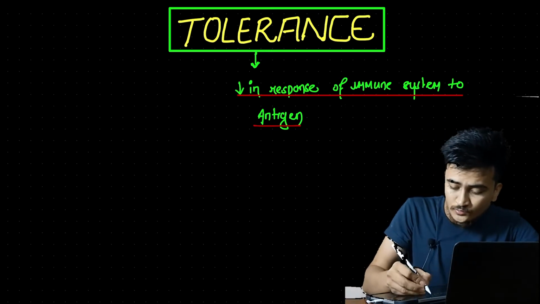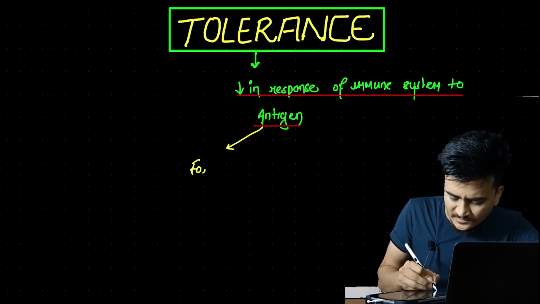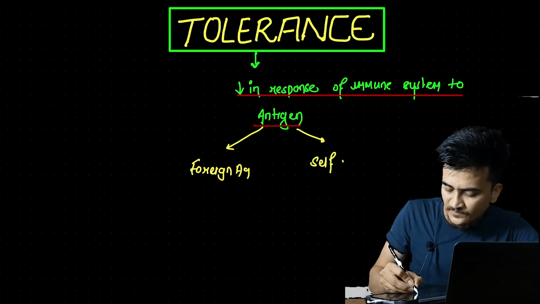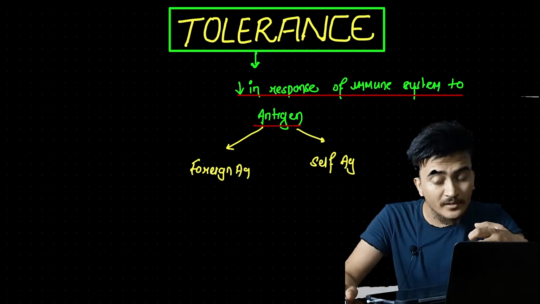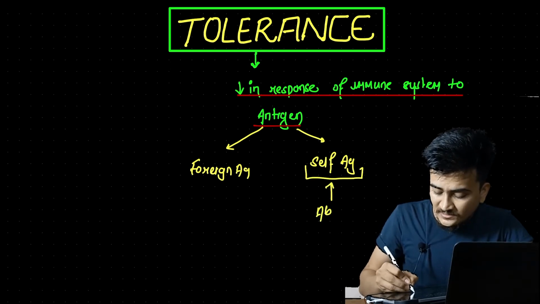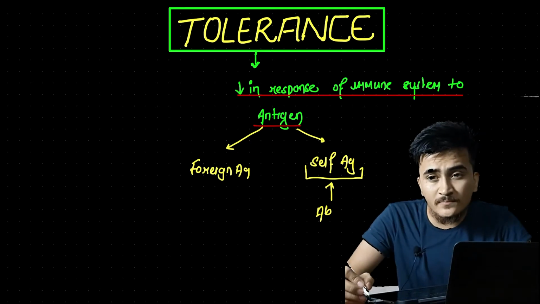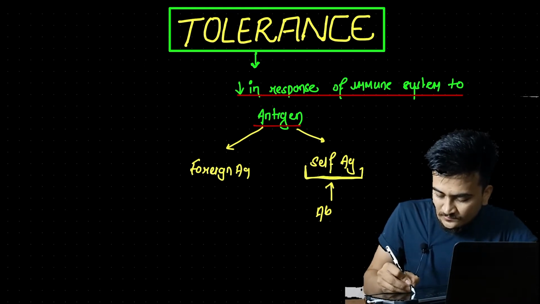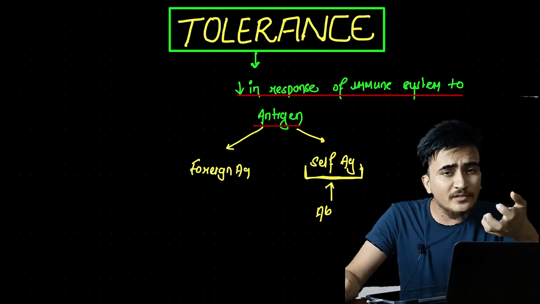Because we need to know that antigens are of two types. One is foreign antigen, and another is self antigen. These self antigens are the components of our own body. If we produce antibody against our own antigen, then obviously they will start killing what? Our own organs, our own cells, our own tissue. So we need to prevent this action. That means we need to prevent the production of antibody against our own antigen.